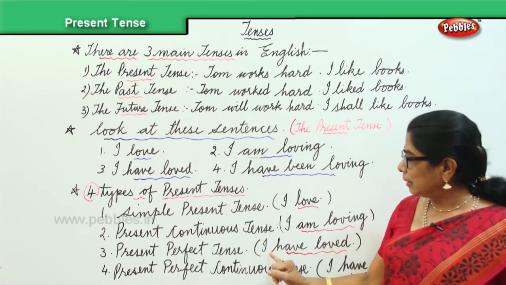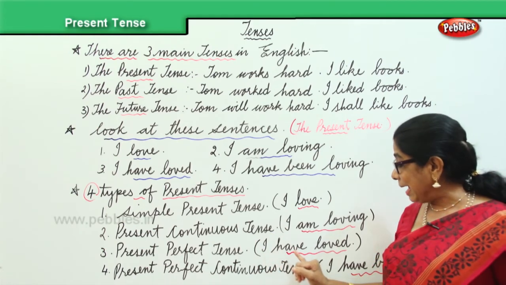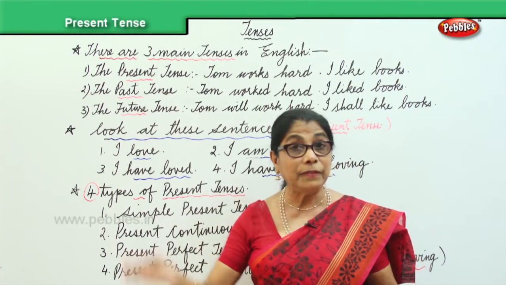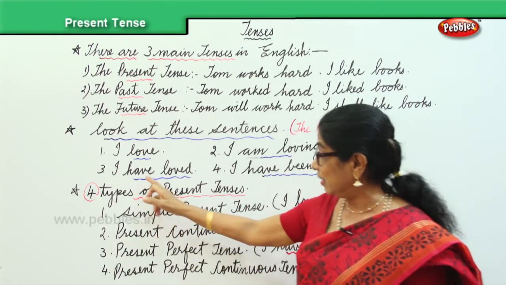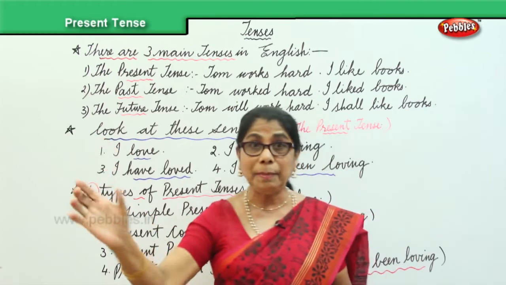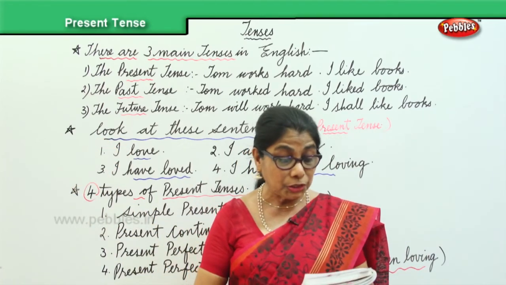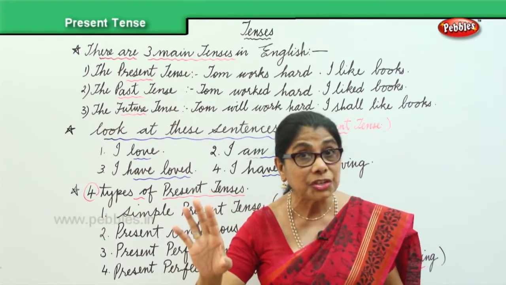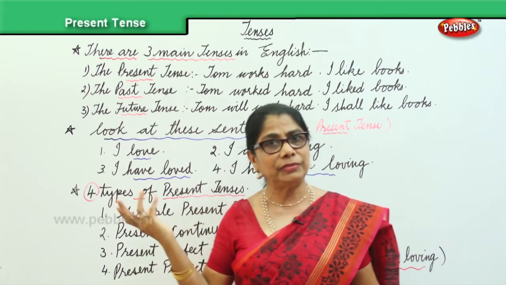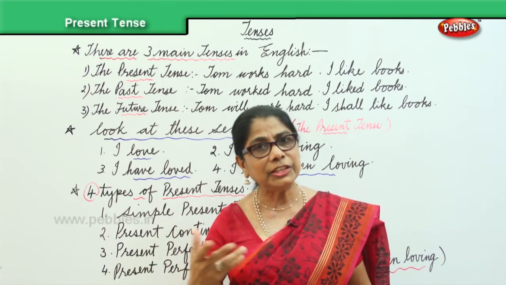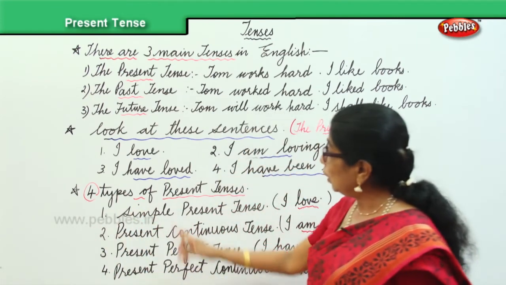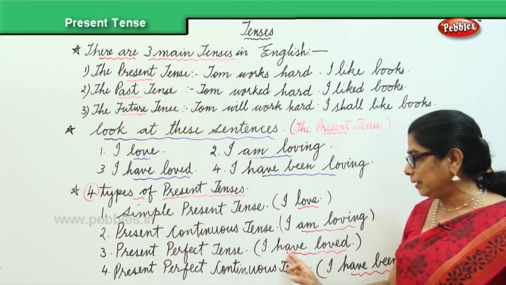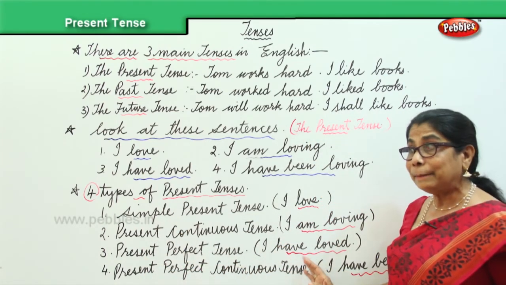Now let's look at the third sentence I gave you. I have loved. Let's look at the verb have loved. It shows the action is complete, finished and perfect. Have loved, complete, finished and perfect. And therefore, the verb have loved tells us it is in the present perfect tense.